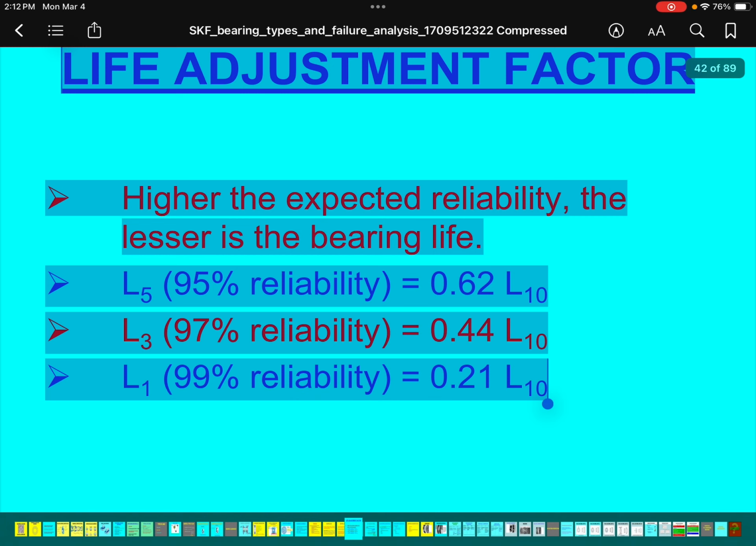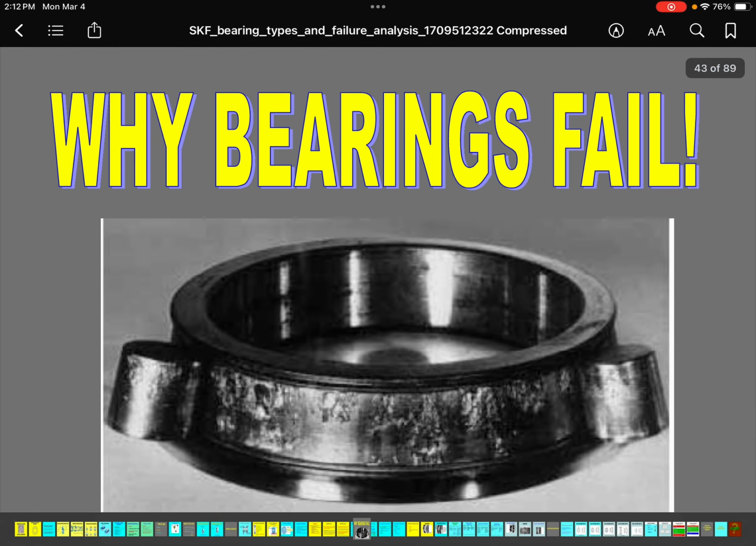Life adjustment factor. The higher the expected reliability, the lesser is the bearing life. L5: 95% reliability equals 0.62 L10. L3: 97% reliability equals 0.44 L10. L1: 99% reliability equals 0.21 L10.